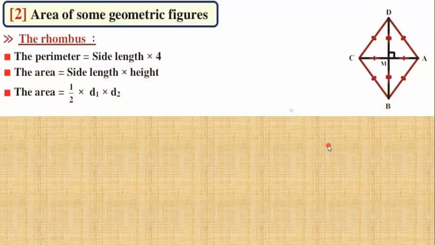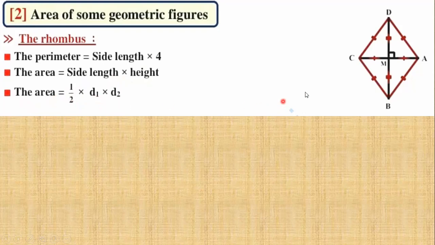And now we have areas for some geometric figures like rhombus, square, rectangle, trapezium, and triangle also. First one here is the rhombus. The perimeter of the rhombus is the length of the side multiplied by 4. The area of the rhombus is side length multiplied by height, or the area of the rhombus is half the product of the two diagonals.